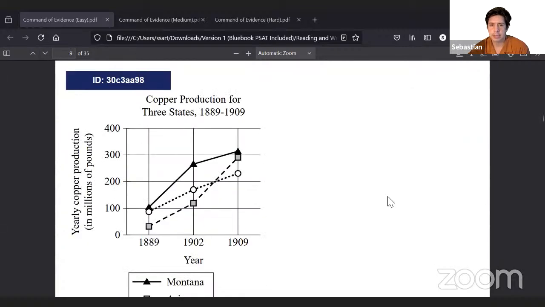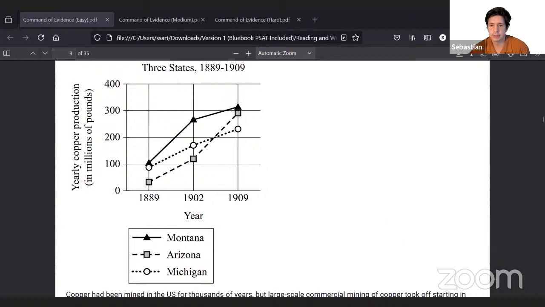Okay, now the next one, copper production. This one I've done many times with students. I don't know why it always comes up, but it's a good one. So I'm glad it's coming up here.